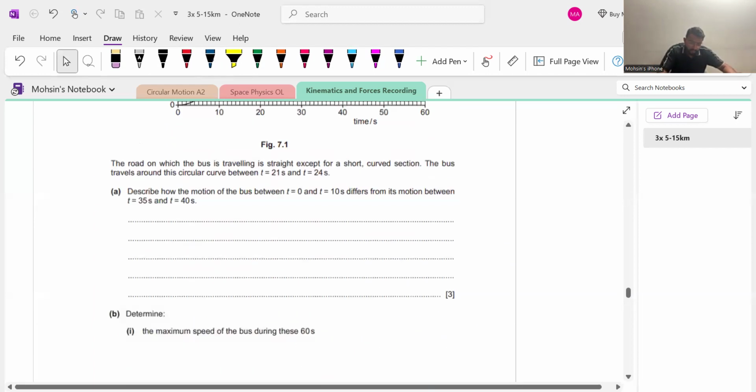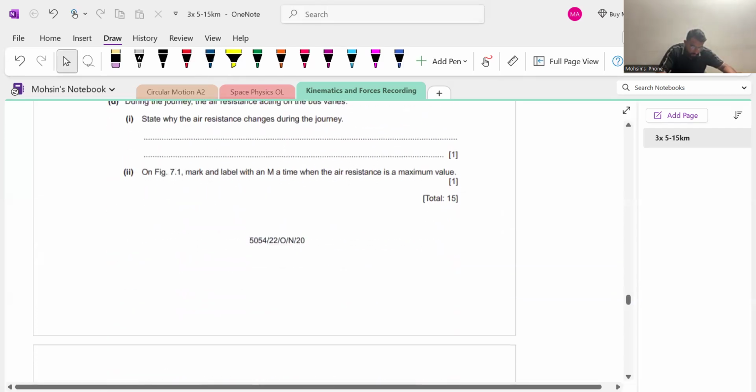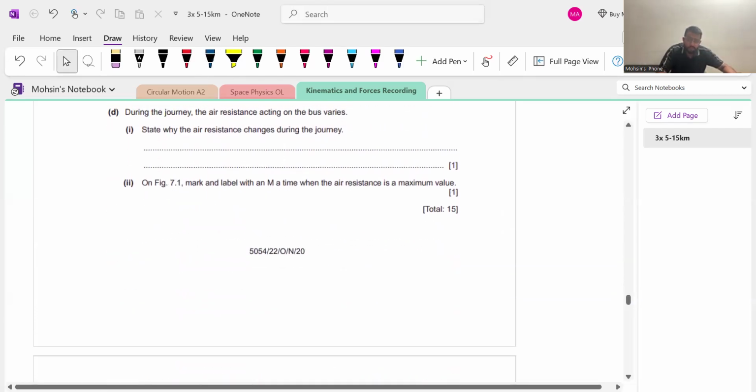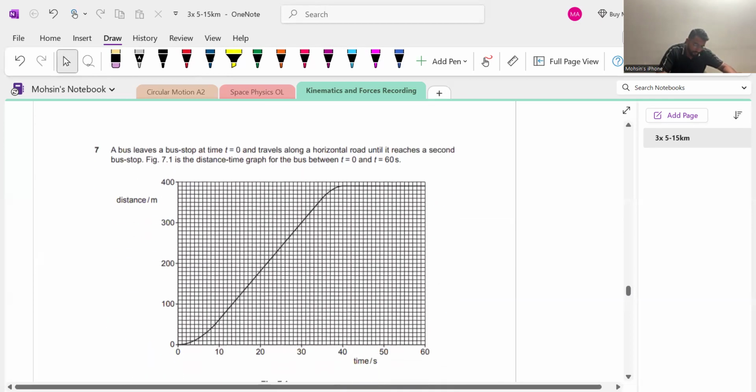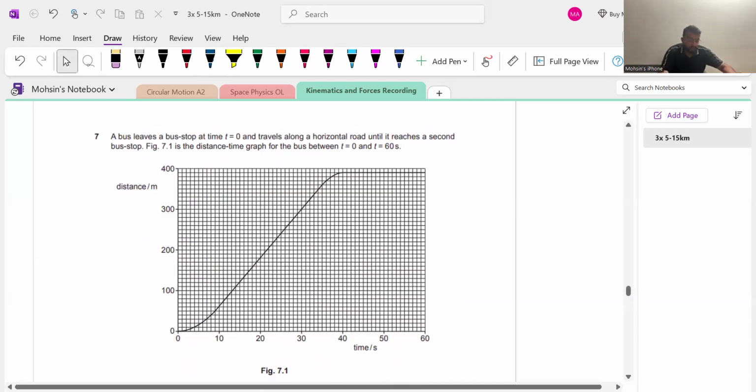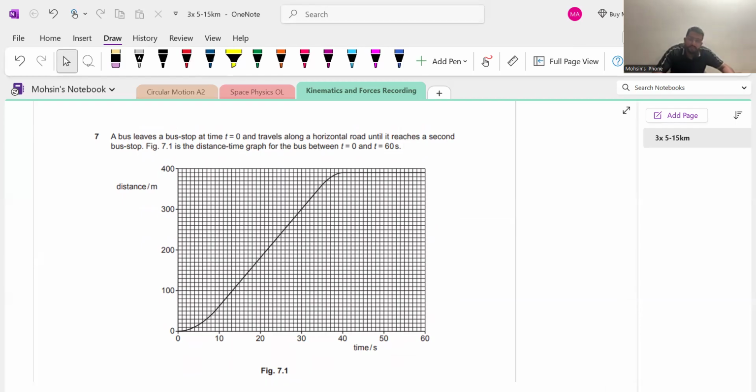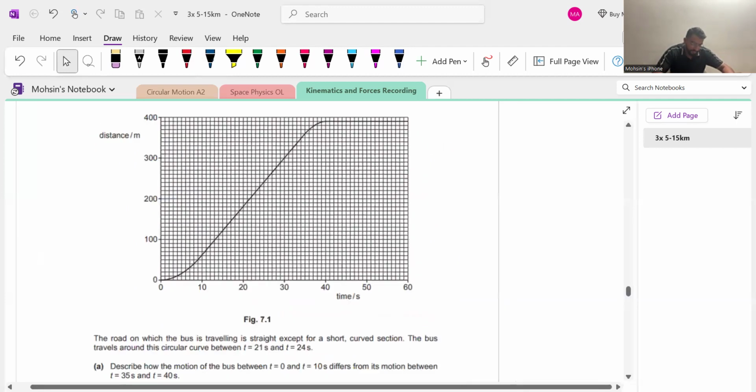Okay. This question is from, this is the big one, a 15 mark question from 2020, October/November, paper 2, variant 2. A bus leaves a bus stop at time t equals 0 and travels along a horizontal road until it reaches a second bus stop. Figure 7.1 is the distance-time graph for the bus between time 0 to time 60 seconds.